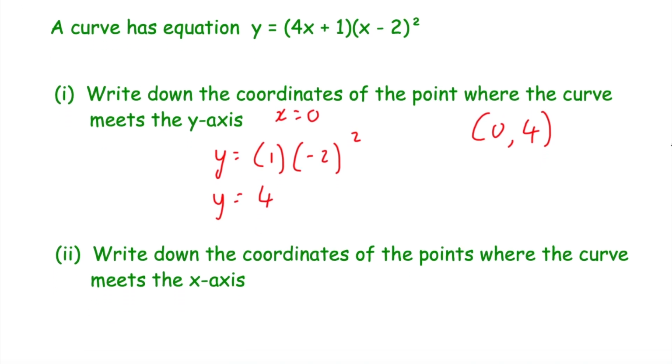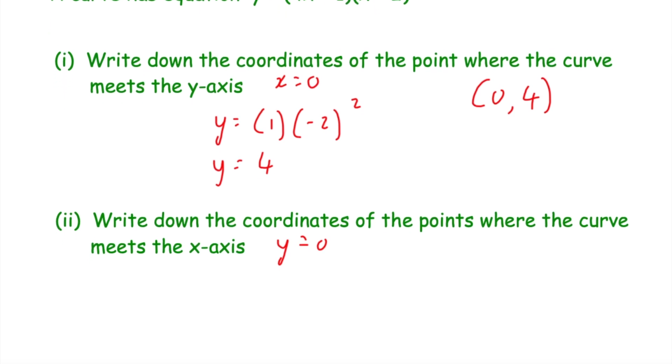So we've found where the curve meets the y-axis. Now we need to find the coordinates of the points where the curve meets the x-axis. So this time, if we're trying to find where it meets the x-axis, that's where the height's equal to 0. So y is equal to 0, and we're going to find the values of x.